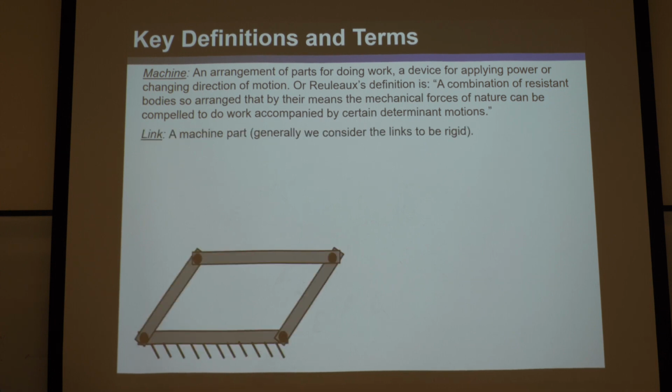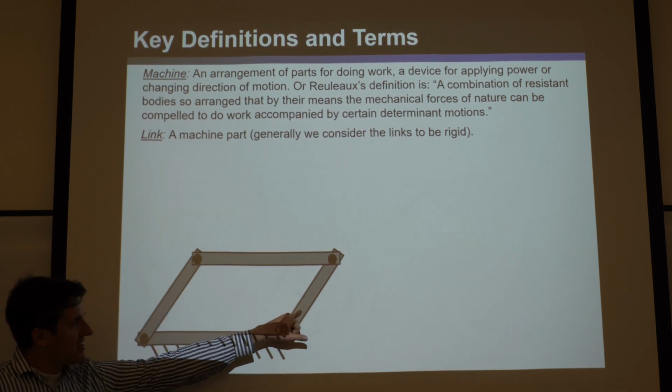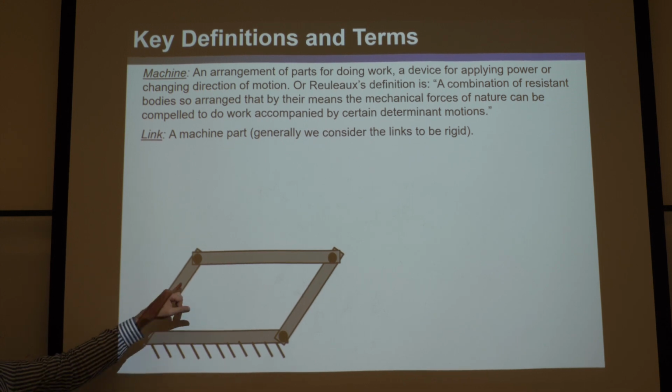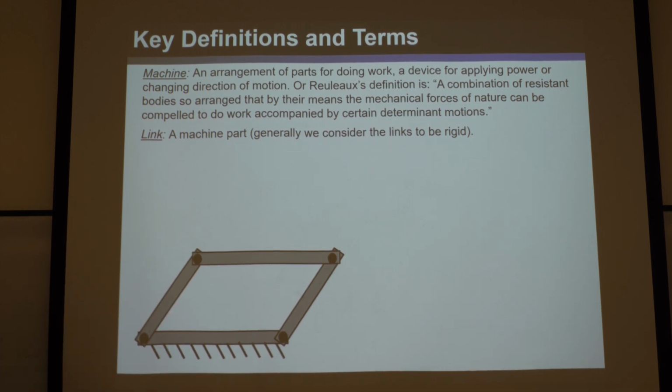Some standard parts of a machine include a link, which is basically a rigid part. In this example, this is a classic 4-bar mechanism. It consists of essentially 4 rigid links. The gray rectangles here are the links. They're the bodies that are paired together, and they're the things that actually move. So that's what a linkage is.